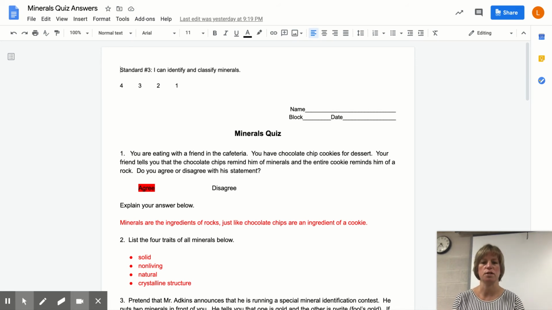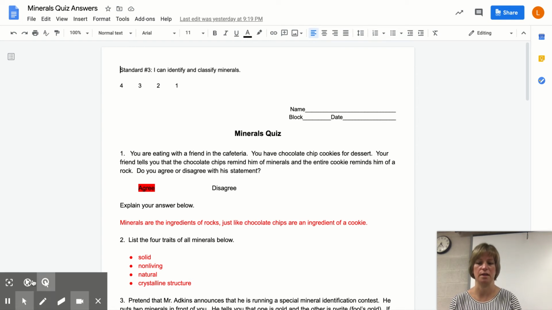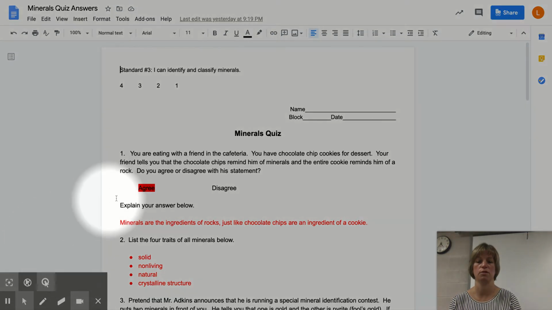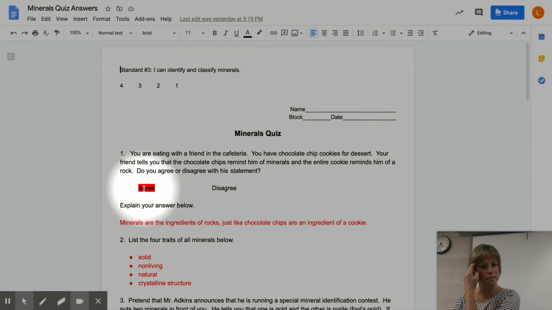So the first question here says you're eating with a friend in the cafeteria. You have chocolate chip cookies, very delicious for dessert. Your friend tells you the chocolate chips remind him of minerals and the entire cookie reminds him of a rock. You should definitely be agreeing with that statement. And here's the reason. Minerals are the ingredients of rocks, just like chocolate chips are an ingredient of a cookie. So that's the reason that that works.